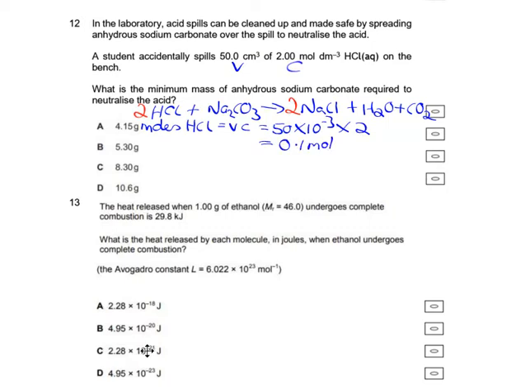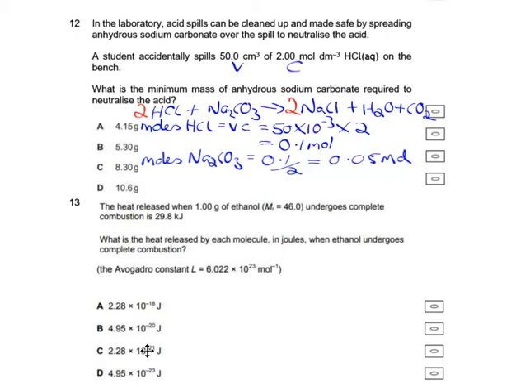Then I need to look at my balanced equation. I can see on the left that from every 2 HCl's I only need 1 Na2CO3. So therefore I need to divide by 2 to find the number of moles of carbonate that I would need to neutralise that with. So the moles of carbonate will be my moles of acid divided by 2, and that's my moles of carbonate.